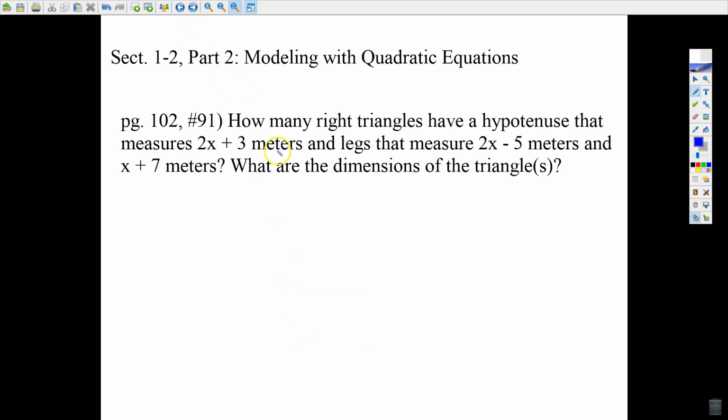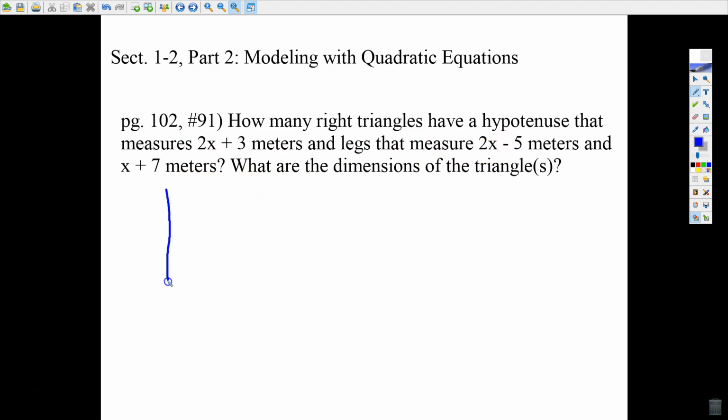All right, so now that leads us to some modeling problems, also known as word problems. So the question here for 91, and I believe you're going to be doing 92, which is very similar: how many right triangles have a hypotenuse that measures 2x plus 3 meters and legs that are the given meters?